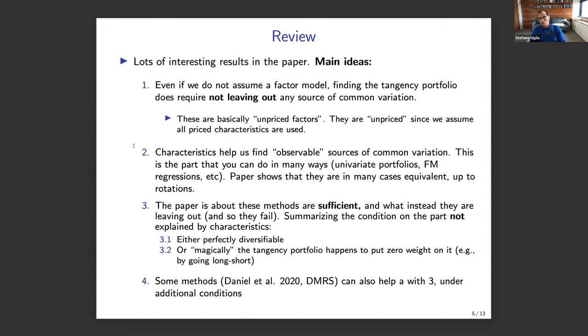And so it basically says, look, ultimately we have some characteristics, and under certain conditions it doesn't matter in population how you extract the information. We squeeze out all the information we can about this observable part. And then the question is, when is this sufficient? What do I need to assume about the part that is left out?